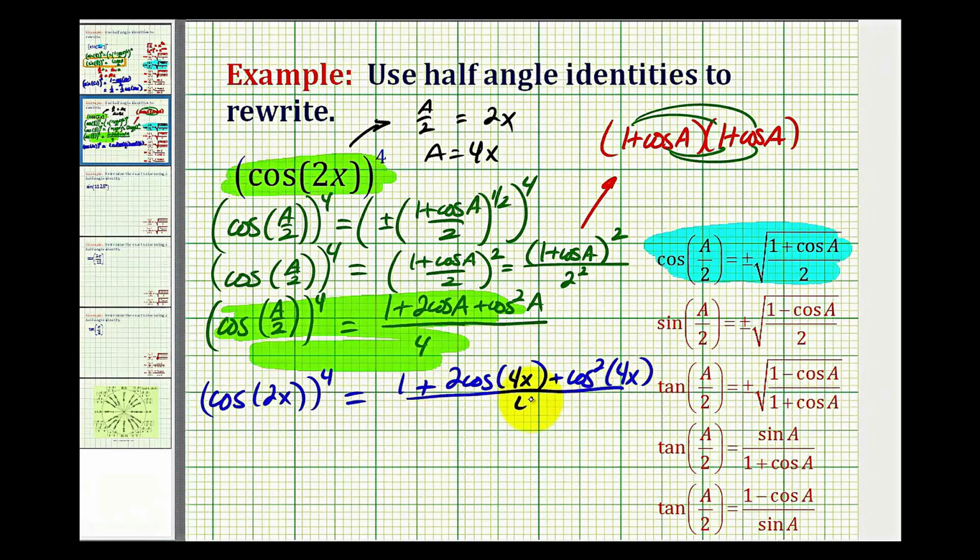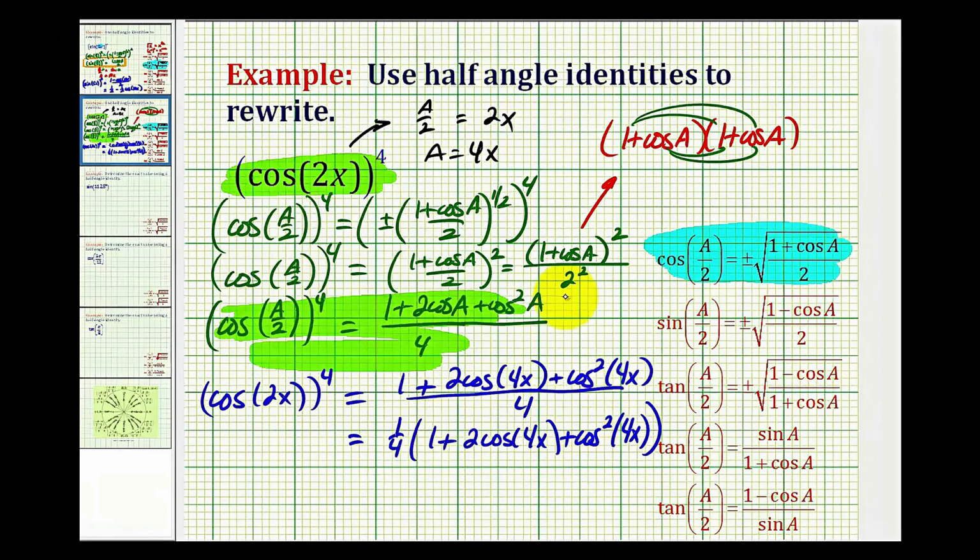all divided by 4. And we could factor out the 1/4 to have 1/4 times the quantity 1 plus 2 cosine 4x plus cosine squared 4x. And of course we could also distribute the 1/4, but I think we'll go ahead and leave it like this. Again, other than doing some manipulations to these half-angle identities, there's not a lot going on here other than becoming more familiar with these identities.